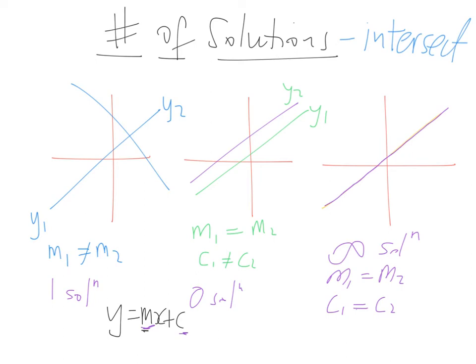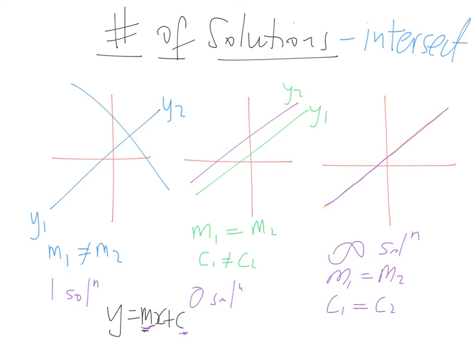So, in doing that, what we'll find is if we have different gradients, we've got one solution. If we've got the same gradient, different y-intercepts, we've got no solutions. If we've got the same gradient, same y-intercept, we've got infinitely many solutions. So basically the two lines occupy the same space, two lines never occupy the same space, or two lines occupy the same space at one point.